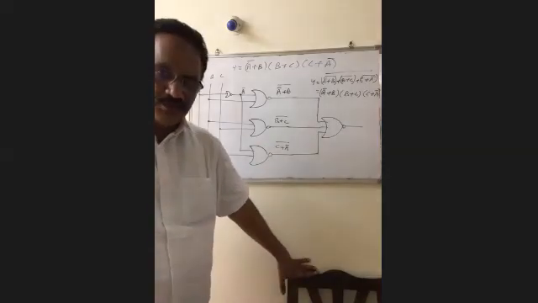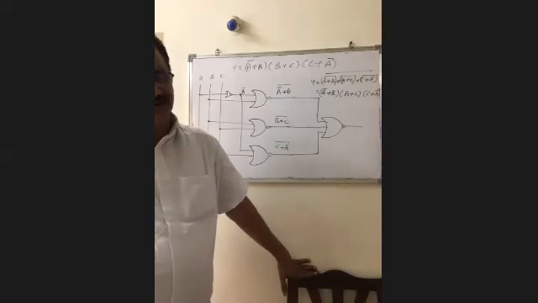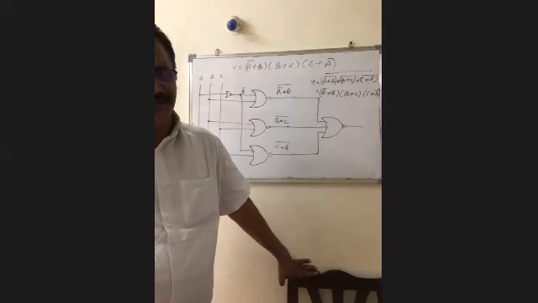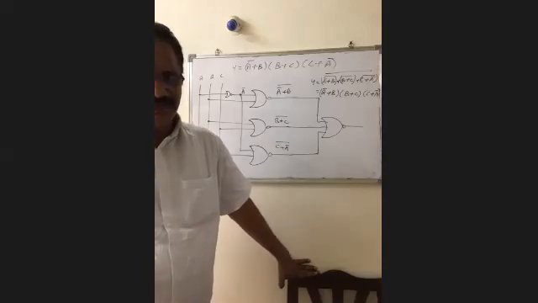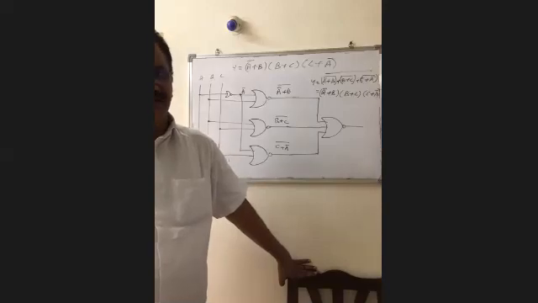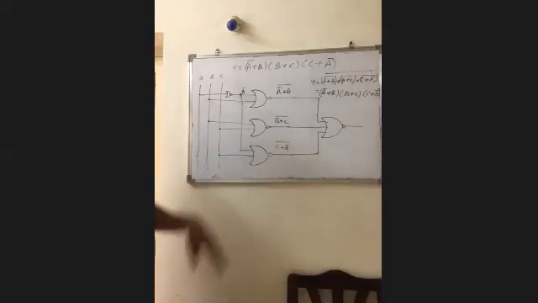So as a conclusion, to realize the given SOP expression by using only NAND gates, first level gates are NAND gates and the second level gate is also a NAND gate. To realize the given POS expression by using only NOR gates, the first level gates are the NOR gates and the second level gate is also a NOR gate. Okay?